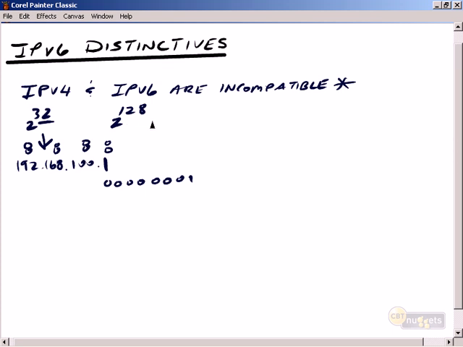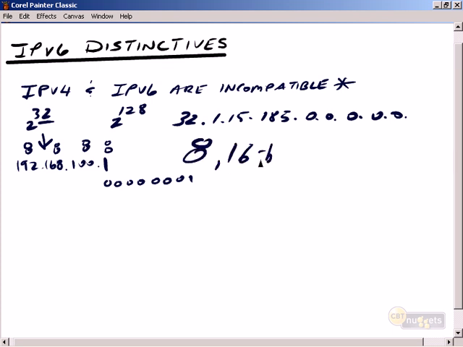You might think, well, why don't we just take the 128 bits and make that dotted decimal? No, couldn't do it, okay? I mean, here's my IPv6 address, it would look like 32.1.15.185.0.0.0.0.0. You with me? It's ridiculous, okay? So we can't do that. What we have to do is break this up into 8 16-bit binary sections, which are represented in hexadecimal format.